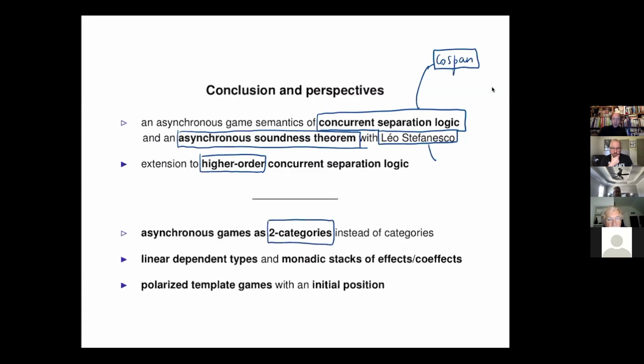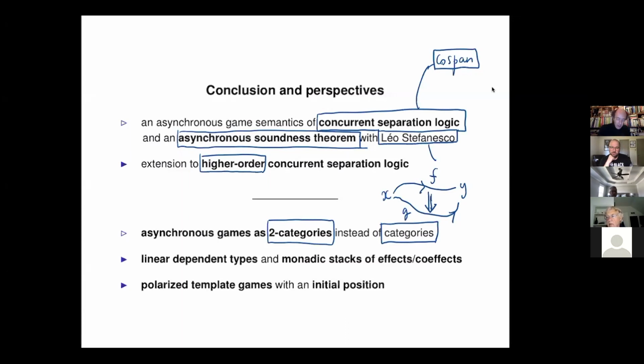And then, something I'm very keen on is to interpret games not just as categories, but as 2-categories, and in fact, as higher categories at some point, instead of just categories. So it's very important when you play games to know that two different trajectories are related by 2-cells, okay? And it's important and interesting to analyze this phenomenon.